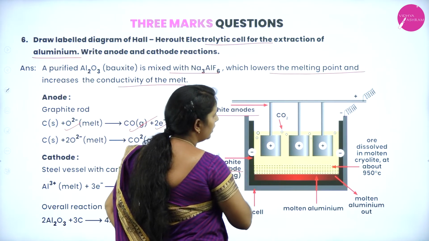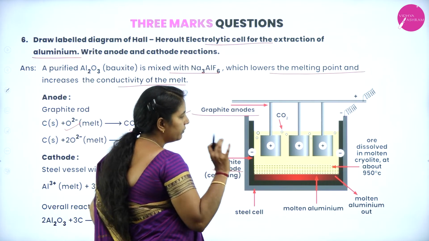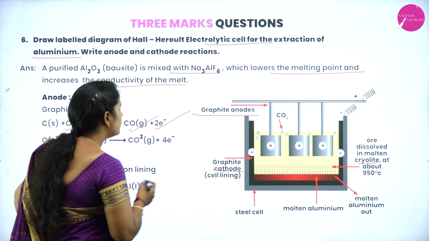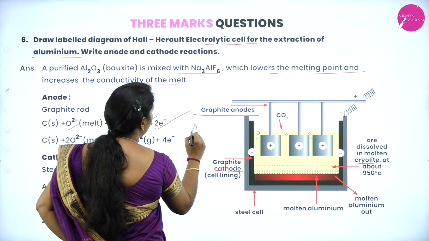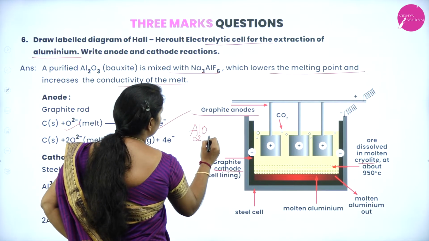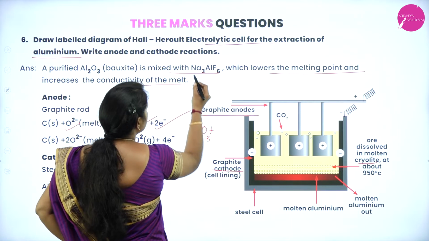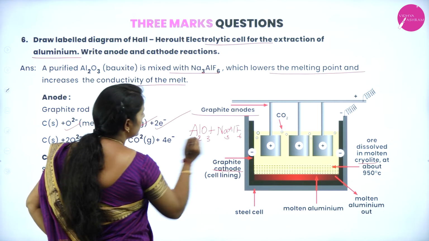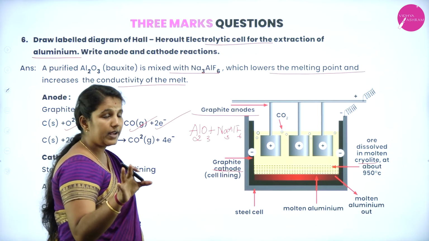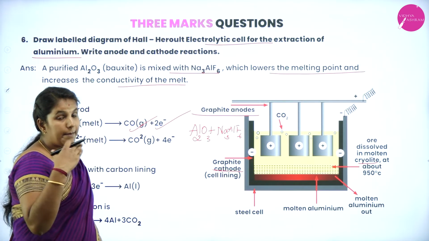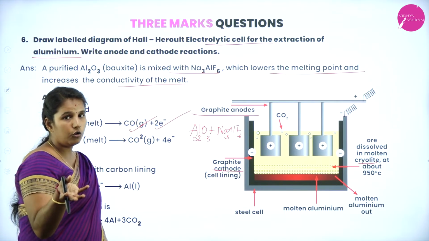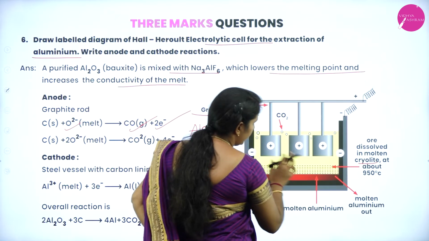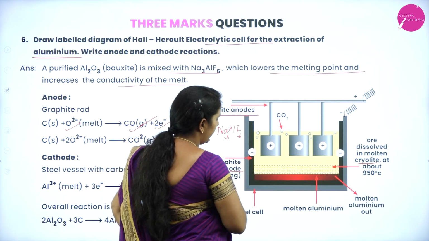And for this, they have taken the ore dissolved in cryolite. So which ore are we taking? We are taking what? Al2O3, that is bauxite ore, which has been treated with cryolite, known as Na3AlF6. Why will the cryolite be added? Because it lowers the melting point of our ore, that is why cryolite is used. So it has been suspended in this entire beaker.